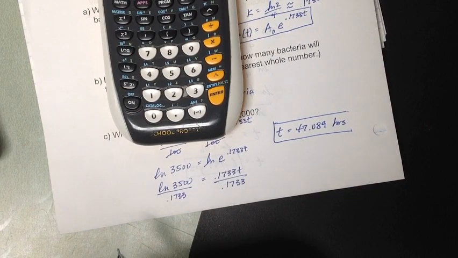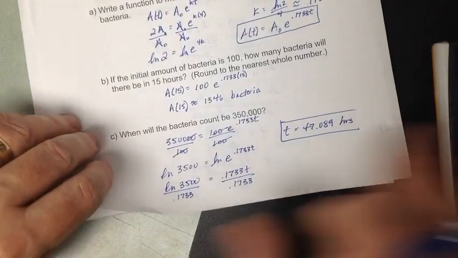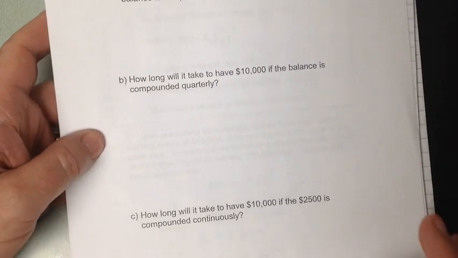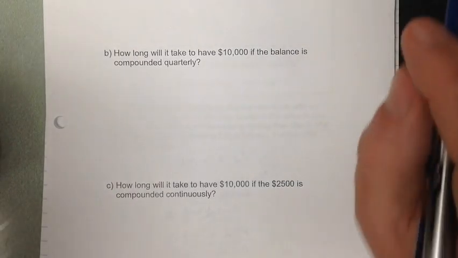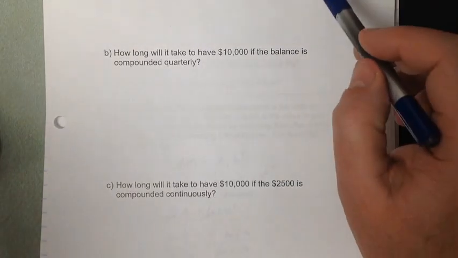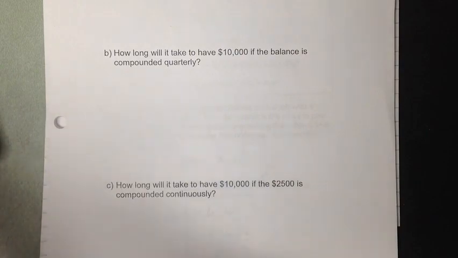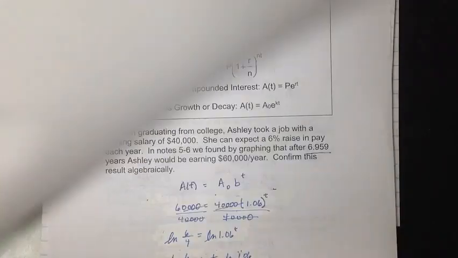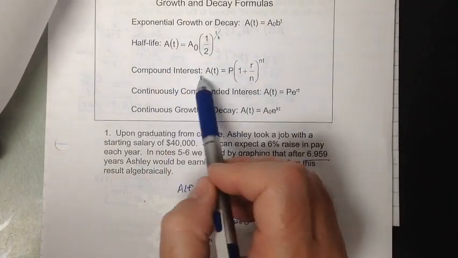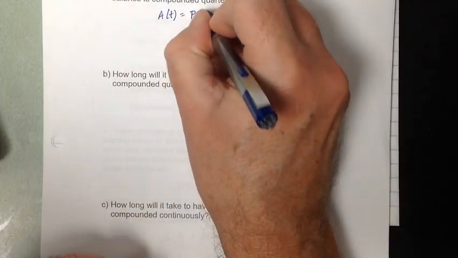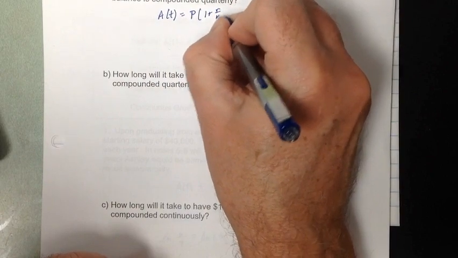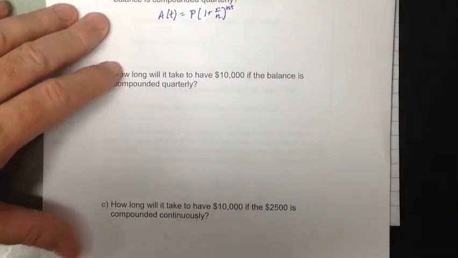All right, last ones. 24. Suppose you plan to invest $2,500 at an annual rate of 7.5%. How much will you have in the account after 5 years if the balance is compounded quarterly? All right, so quarterly compounding, we have compound interest. A of t equals p times 1 plus r over n to the nt power.